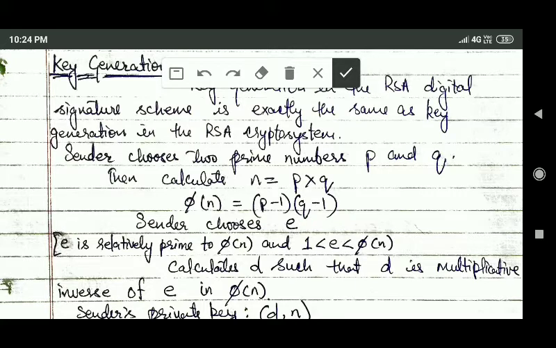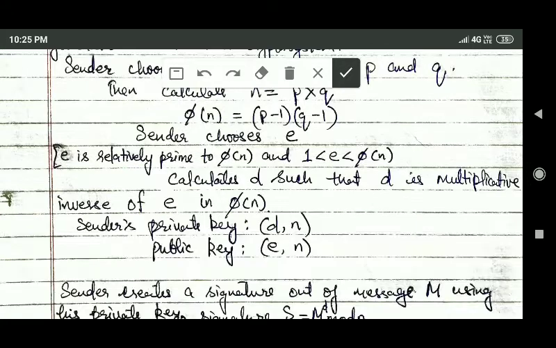And after that, the sender chooses an integer e such that e is relatively prime to phi n and the value of e is greater than 1 but less than phi n. After that, the sender calculates an integer d such that d is a multiplicative inverse of e in phi n. Now, the sender's private key consists of d and n, and the sender's public key consists of e and n.